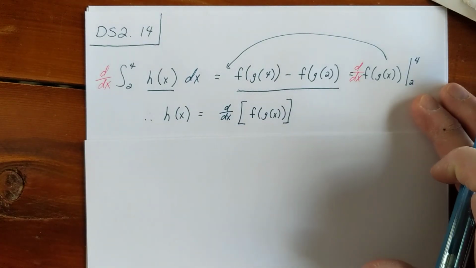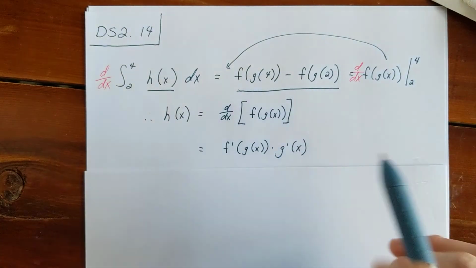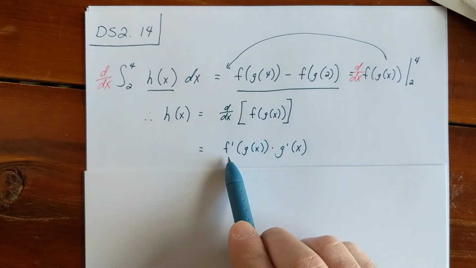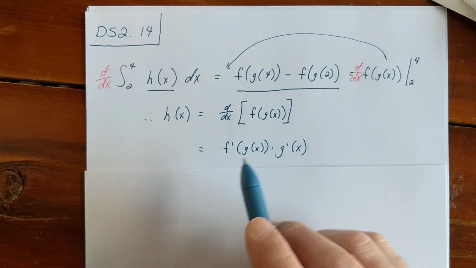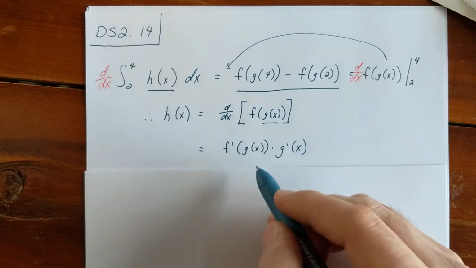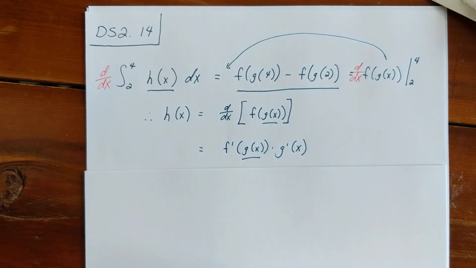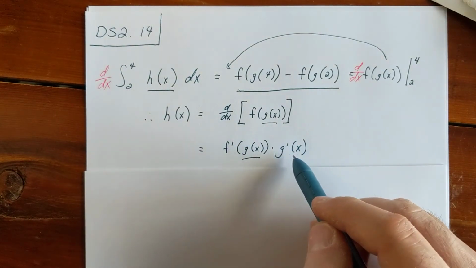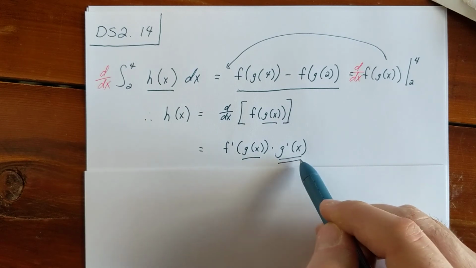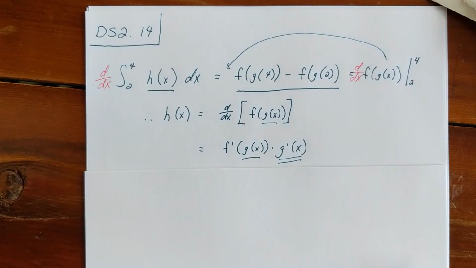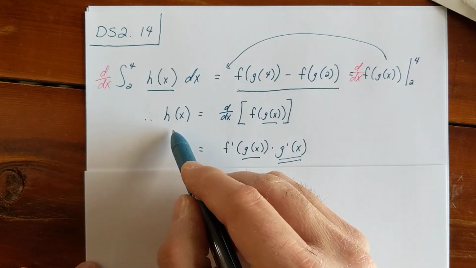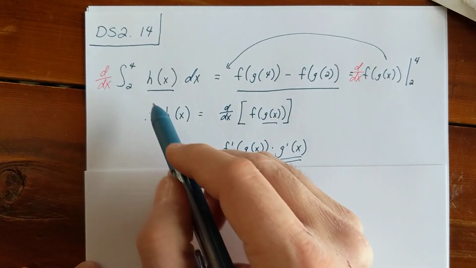So if we remember how to do that from the end of chapter 3, we start by taking the derivative of the outer function. The f gives us an f prime, but the inner function, g of x, stays the same. But then by the chain rule, we multiply by the derivative within, so that's the times g prime of x at the end of all that. So that is what h of x is equal to.